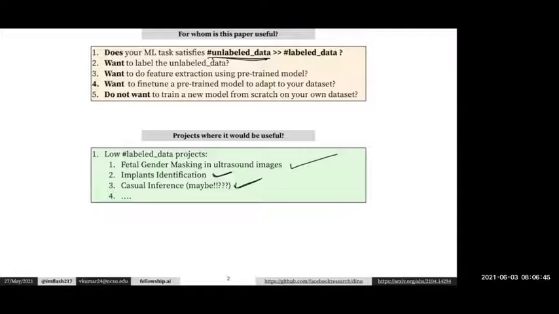So if you are someone who has very little labeled data and a lot of unlabeled data, you do not want to train a model from scratch on that unlabeled data. You want to use out of the box pre-trained models such as ViT or any other ResNets. Then this is the paper which might give you some insights into how this might be useful for you.